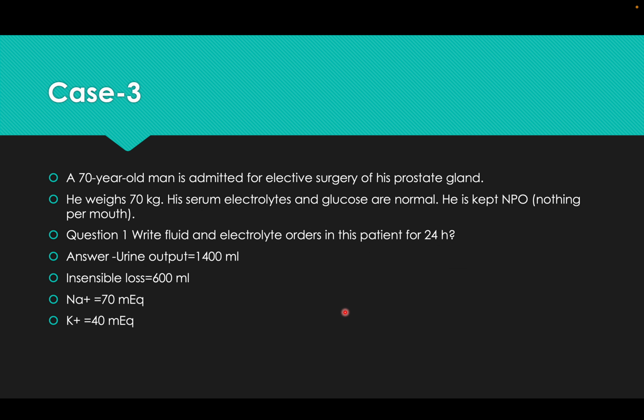A 70-year-old man is admitted for elective surgery of the prostate gland. His weight is 70 kg. His serum electrolytes and glucose are normal.